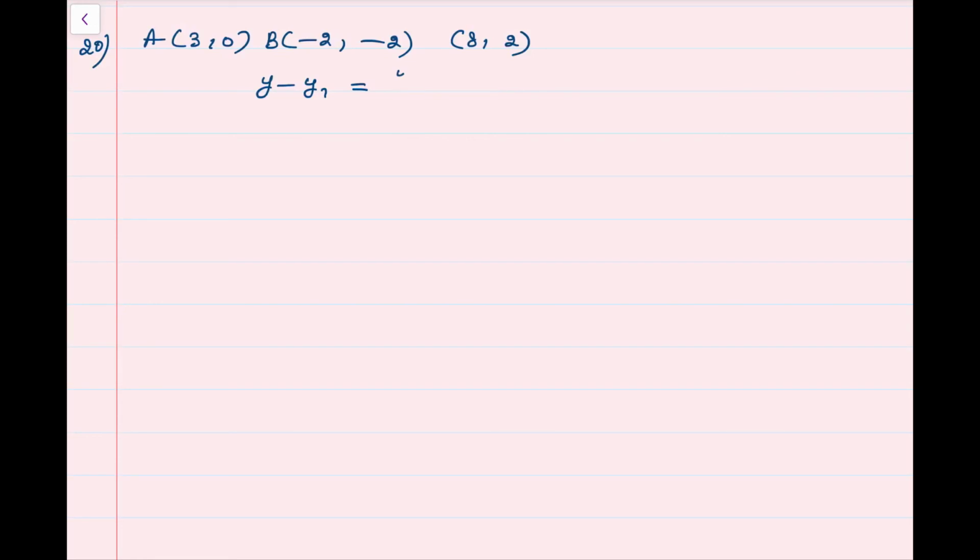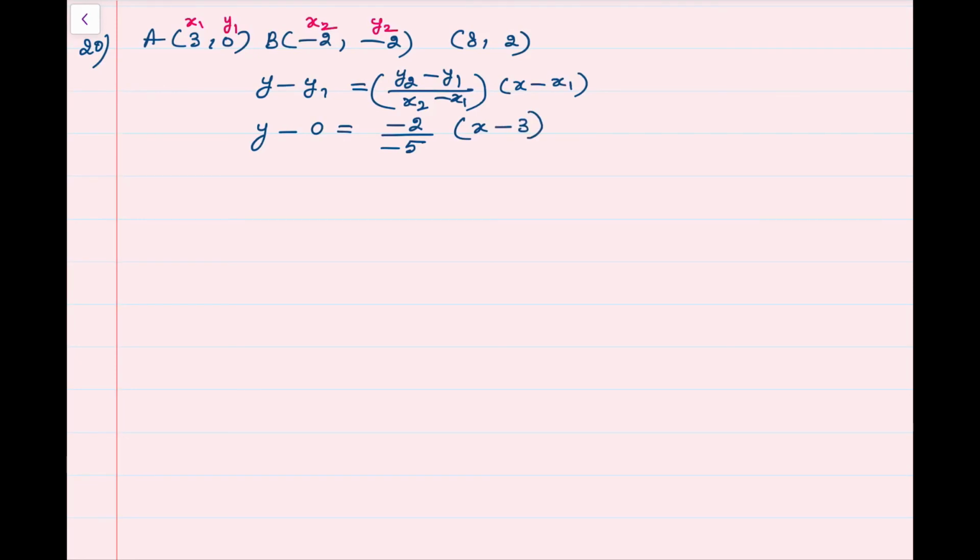The formula is y minus y1 is equal to (y2 minus y1) divided by (x2 minus x1) times (x minus x1). We will take the first point as (x1, y1), the second point as (x2, y2). y minus 0 equal to (-2 minus 0) divided by (-2 minus 3), which is -5, times (x minus 3). Cancel the negative signs. Let us multiply by 5. The equation is 5y is equal to 2x minus 6. Let us substitute the third point in this equation to check whether it satisfies this equation or not. 5 times 2, 10, is equal to 2 times 8, which is 16, minus 6. This is also 10.